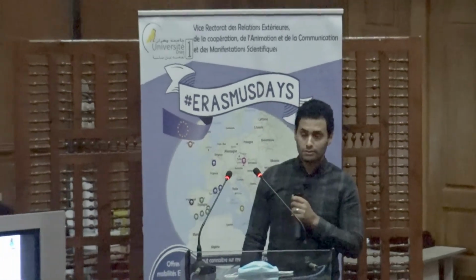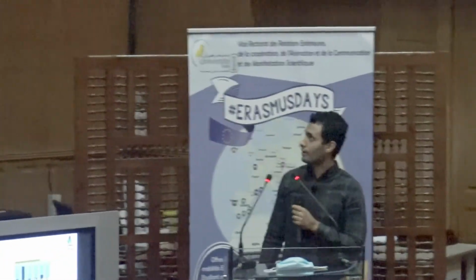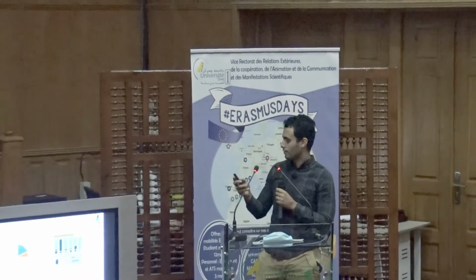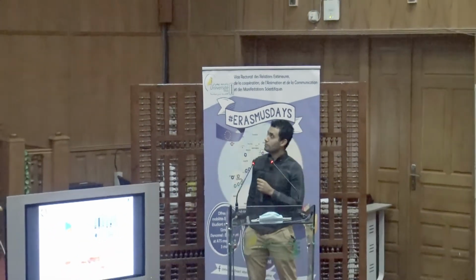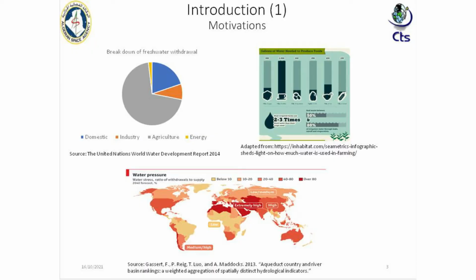And this doesn't bode well for Algeria, as you can see by this map. This map is a forecast of water pressure in the future, I think in 2040. And Algeria will be using more than 80% of its fresh water withdrawal. So we need to minimize our water consumption, at least for irrigation purposes.